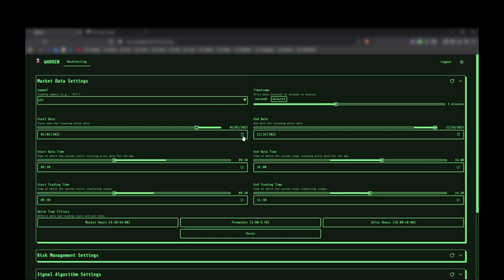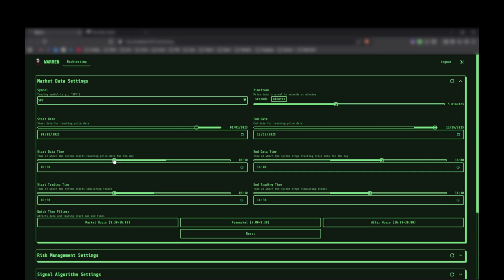Start date and end date. You can see the available data here. We have data going all the way back to May of 2018, and our test data ends December 16 of last year. So for the purpose of brevity, we will just test almost a full year of data.